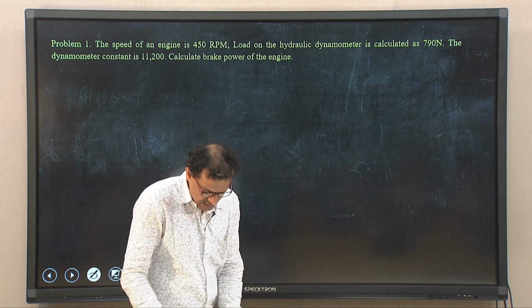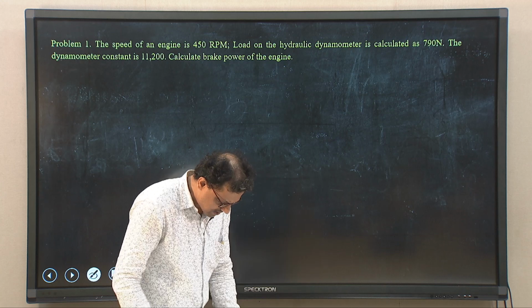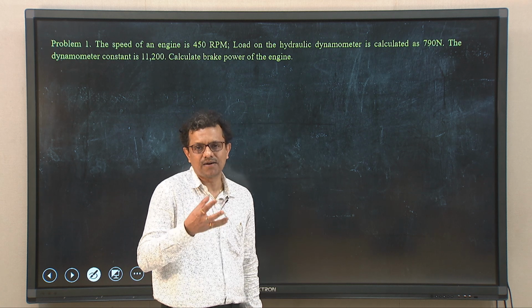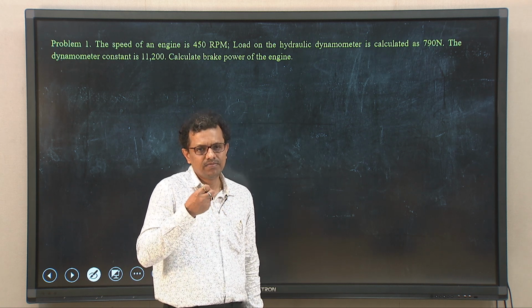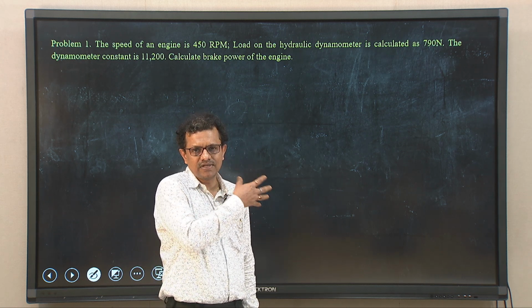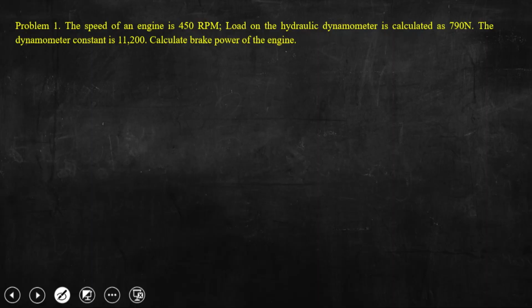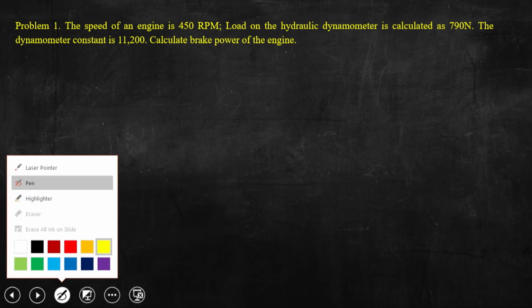So, if we solve this problem, the statement is: the speed of an engine is 450 rpm, the load on the hydraulic dynamometer is calculated as 790 Newton, and the dynamometer constant is 11,200. Calculate the brake power of the engine. That is the power available at the shaft, and it is measured using this hydraulic dynamometer. Nothing is mentioned about whether type 1 or type 2 is used, but let us solve this problem.